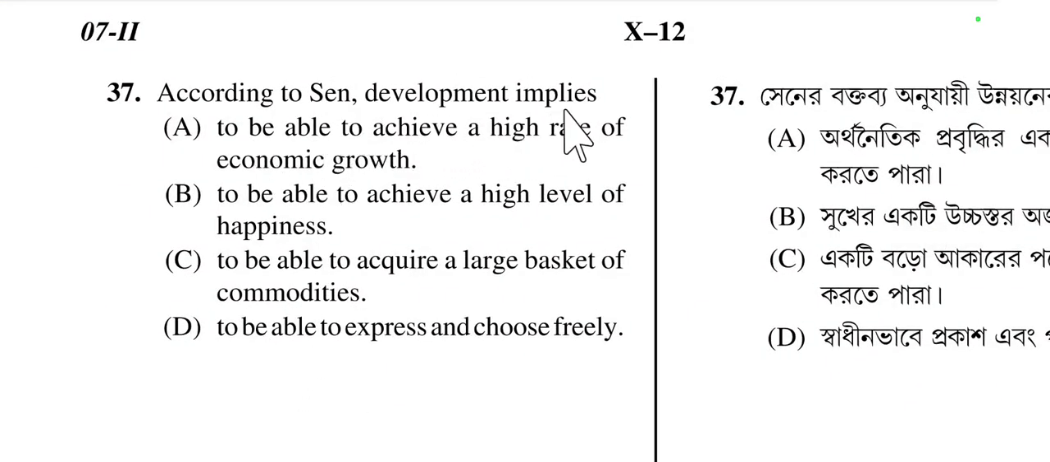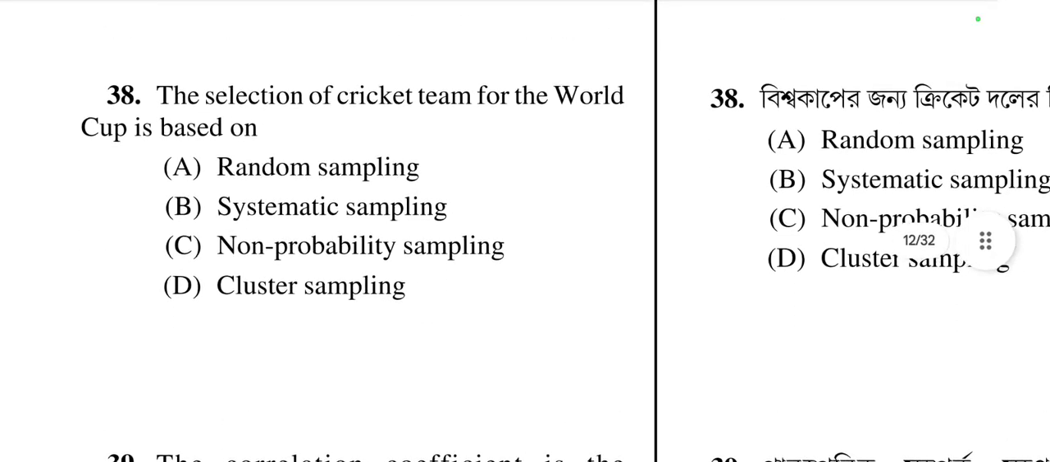According to Amartya Sen, development implies to be able to achieve a high rate of economic growth, to be able to achieve a high level of happiness, or to be able to acquire a large basket of commodities, or to be able to express and choose freely. Yes, according to Amartya Sen, development implies to be able to express and choose freely. Since the concept of development focuses on expanding individuals' freedom, in the capability approach given by Amartya Sen, it allows them to lead lives they value and have the freedom to make choices. So option D is the right choice here. Then come to question number 38.